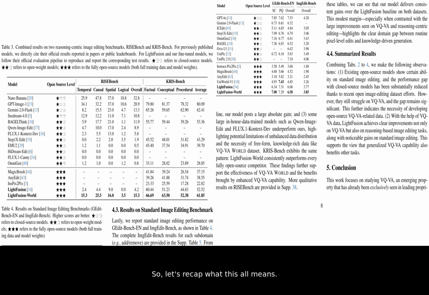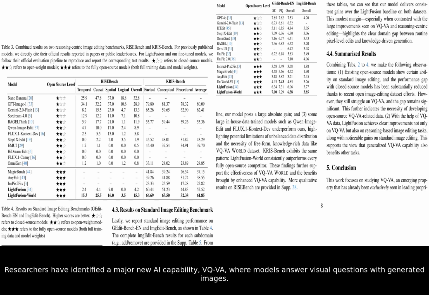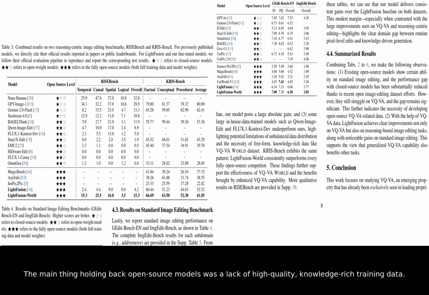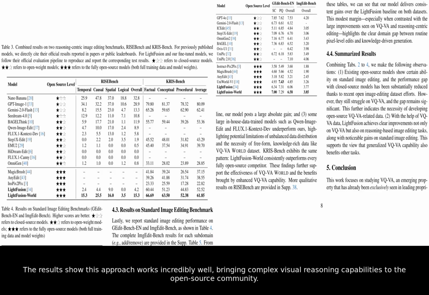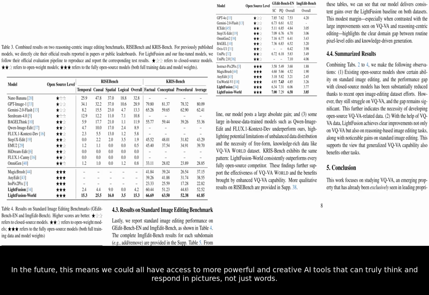So, let's recap what this all means. Researchers have identified a major new AI capability, VQVA, where models answer visual questions with generated images. The main thing holding back open-source models was a lack of high-quality, knowledge-rich training data. The VQVA World framework provides a scalable, automated way to create this exact type of data. The results show this approach works incredibly well, bringing complex visual reasoning capabilities to the open-source community. In the future, this means we could all have access to more powerful and creative AI tools that can truly think and respond in pictures, not just words.